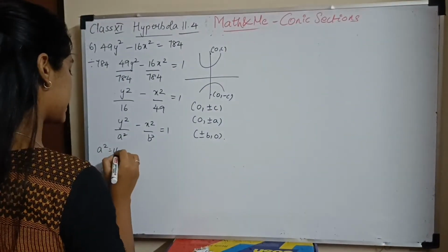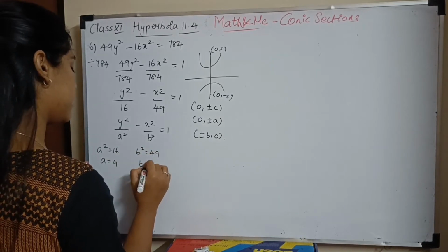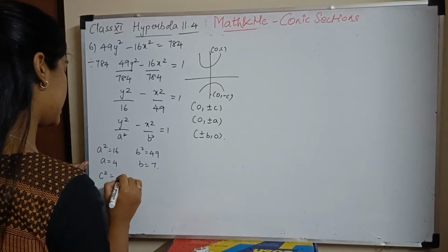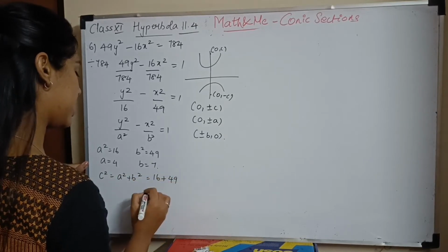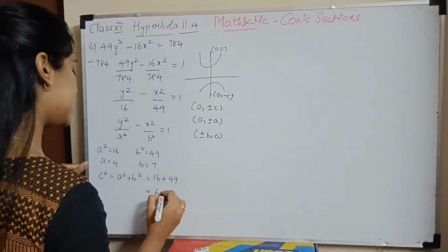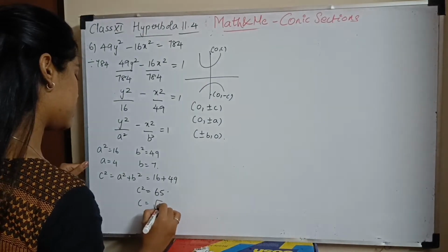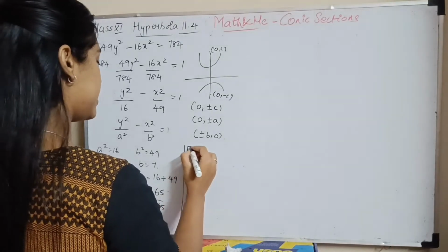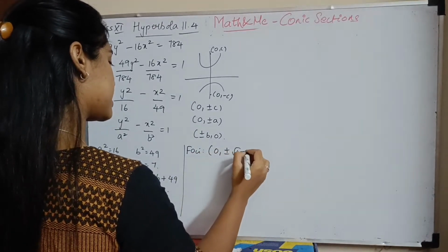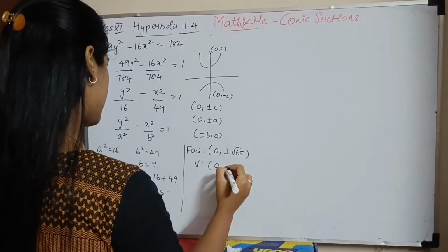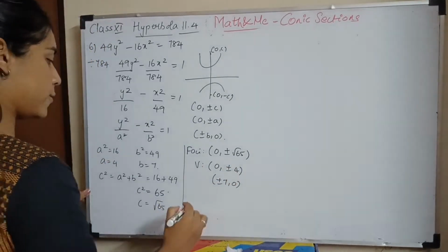A square equals 16, a equals 4, b square equals 49, b equals 7. C square is a square plus b square, 16 plus 49, which is 65. So c equals root 65. C is found. So what are my foci? Foci are 0, plus or minus root 65. Vertices 0, plus or minus 4 and the other vertex is plus or minus 7, 0.